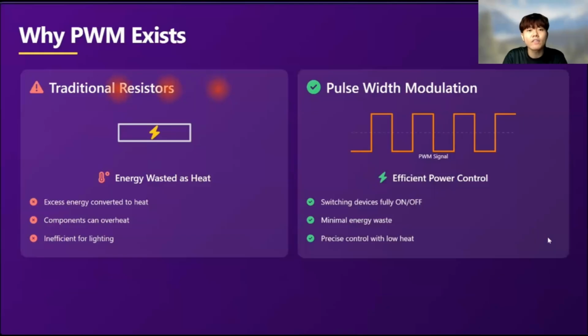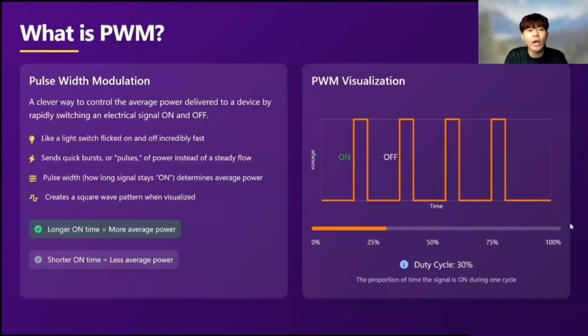PWM provides a more efficient solution by controlling power through rapid switching between fully on and fully off states. This reduces energy loss while still allowing precise control. So, what exactly is PWM?